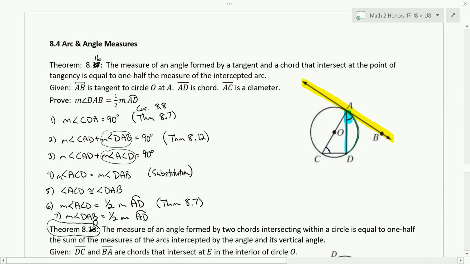So we're starting to build here. We're able to use some of the theorems that we've looked at already with circles to show this. So if you have a tangent line and a chord, there's a relationship between the angle of those two things and the measure of the arc that's intercepted by that chord.